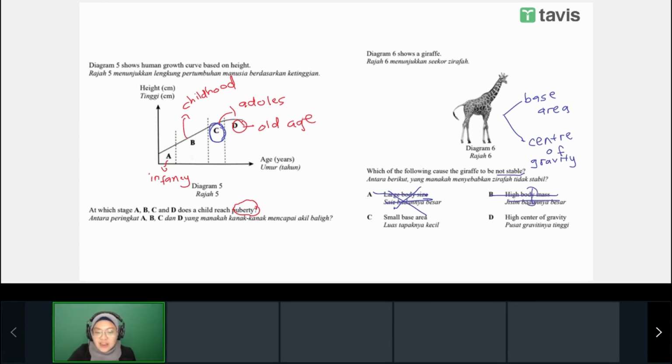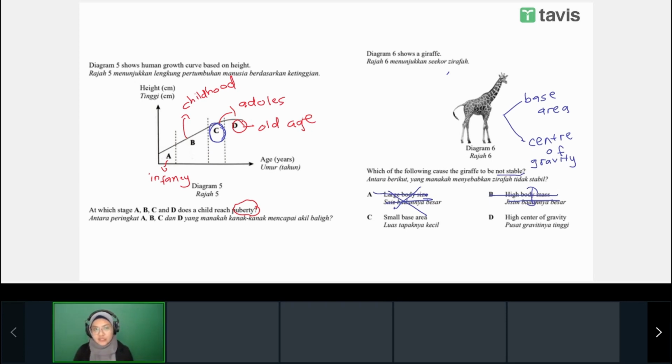C, small base area. Okay, this one is slightly confusing. Small base area and high center of gravity. Both is correct, but only one that have the... Okay, we can see the giraffe base area.